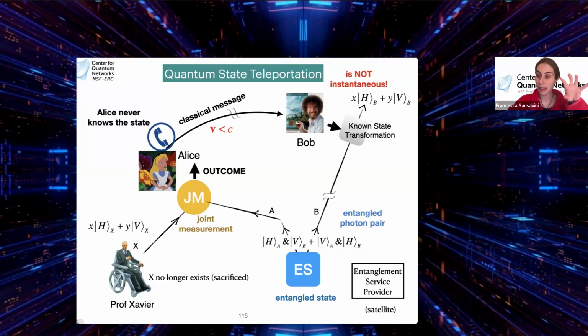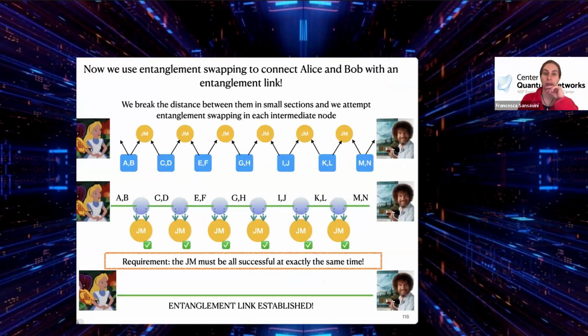So the last piece that we need, that Mike will talk more about in part 4, is how to distribute this entanglement over long distances if Bob and Alice are at a long distance. And we have kind of seen a tool that can help us, which is entanglement swapping. So what we need to do if we want to give to Alice and Bob this resource, this entangled state, is to break the distance between them into small sections. So the photons will not need to cover the entire distance between Alice and Bob.